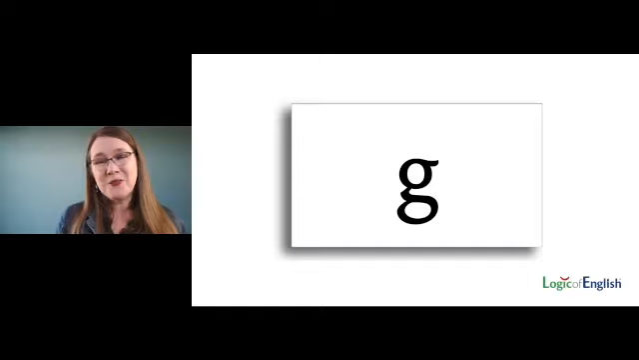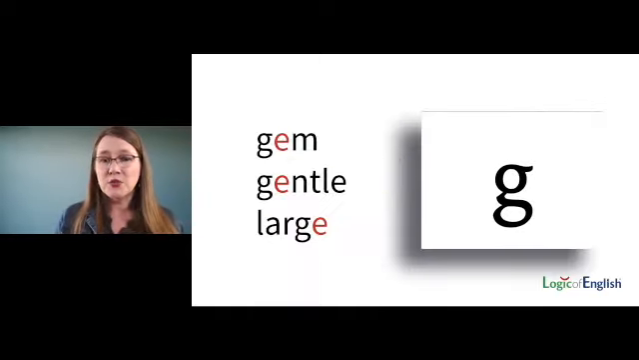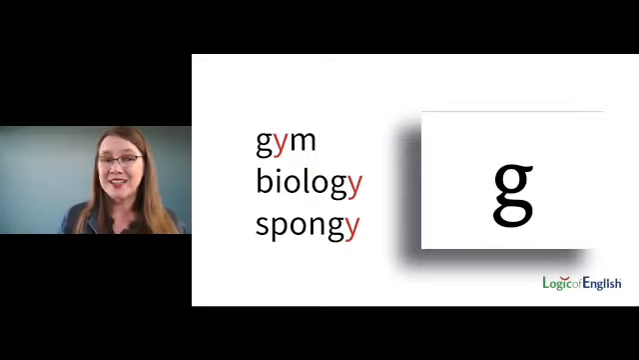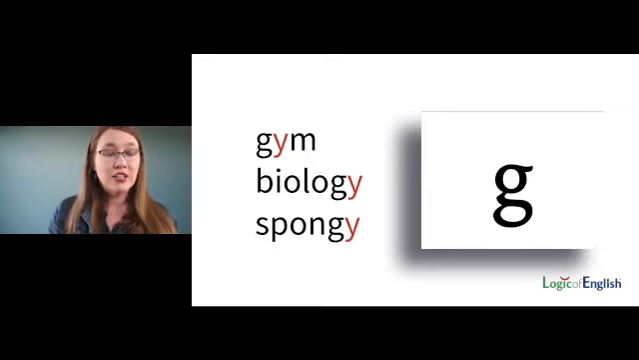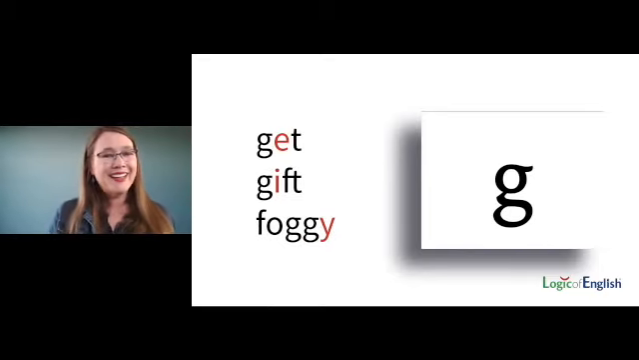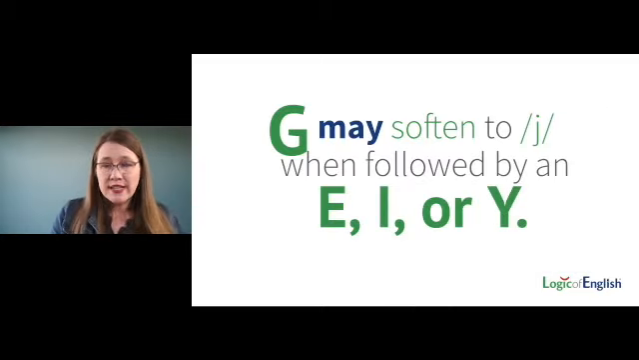All right, this phonogram also says two sounds. Most of us learned that it says G as in goat. But what does it say in gem, gentle, and large? It says J, once again before an E. What does it say in giant, region, and gibberish? J before an I. What does it say in gym, biology, and spongy? J before a Y. But what does it say in get, gift, and foggy? It says G. Okay, many of you are thinking, see, English really is crazy.